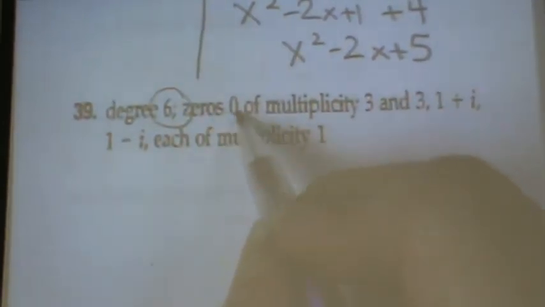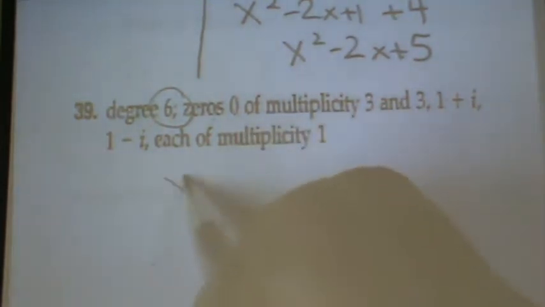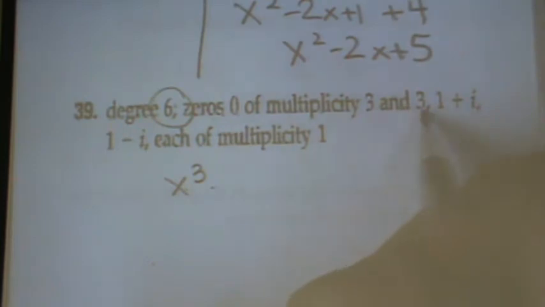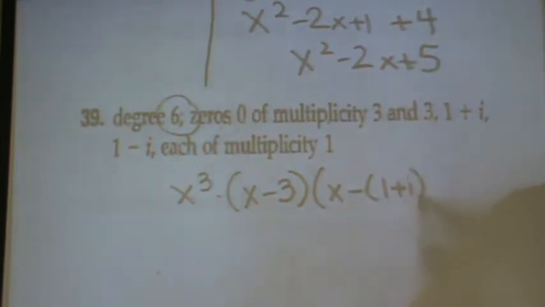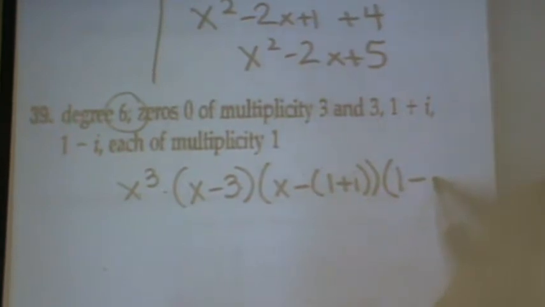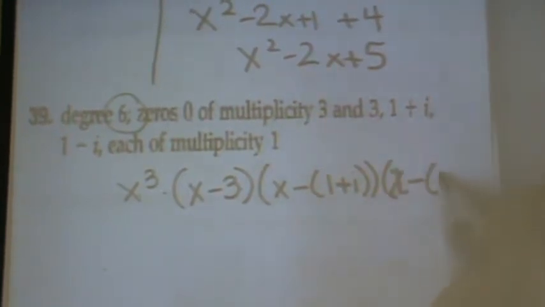Number 39, it says degree is 6. And my zeros, we have a 0 of 0, and that has a multiplicity of 3. So they're saying that 0 is a 0, and it has a multiplicity of 3. And we have a 3, so x minus 3 is a 0. And 1 plus i, so x minus 1 plus i, and 1 minus i, x minus 1 minus i. So let's count. We want a degree of 6, so 3, 4, 5, and 6, and we're done.